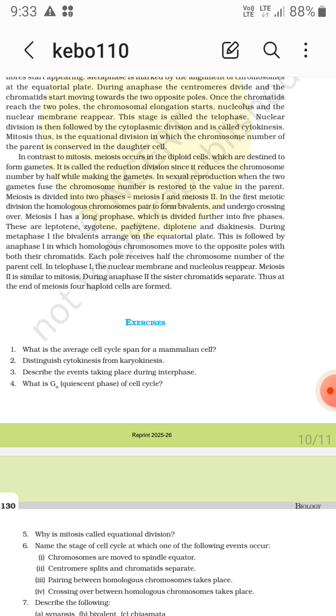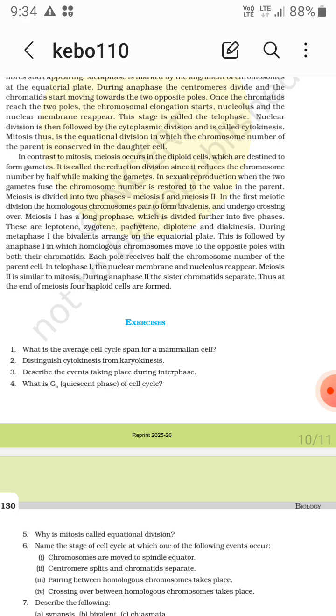Now meiosis 2 is similar to mitosis. In mitosis, n gives n. Now it's already been reduced, so n gives n. We also want the n. If the parents are 2n, then we also want n in the gametes. So after fertilization, they restore the chromosomes. I hope you conceptually understand. So meiosis 2 is similar to mitosis.